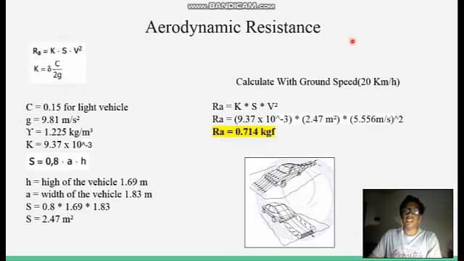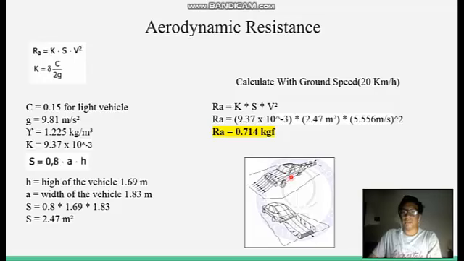Then it's necessary to calculate aerodynamic resistance. This is the equation. This is all the data: the equations, the constants, height of the vehicle, weight of the vehicle, and the dimension. In this equation, only replace the values, and this is the result. For aerodynamic resistance, calculate with the velocity of 20 kilometers per hour. Only replace in this equation all the values, and this is the result.